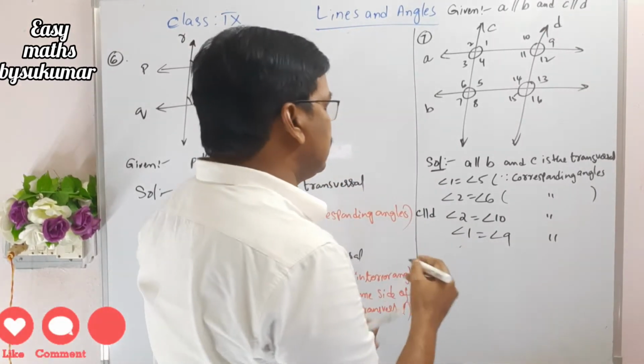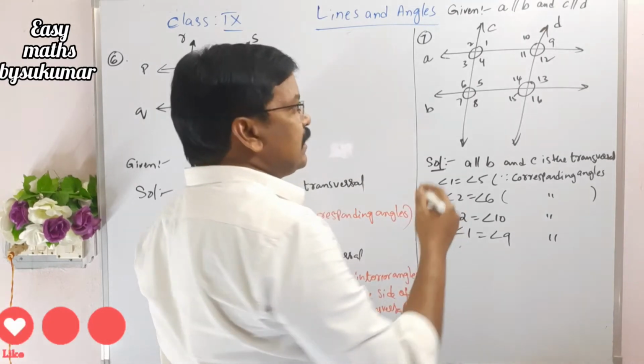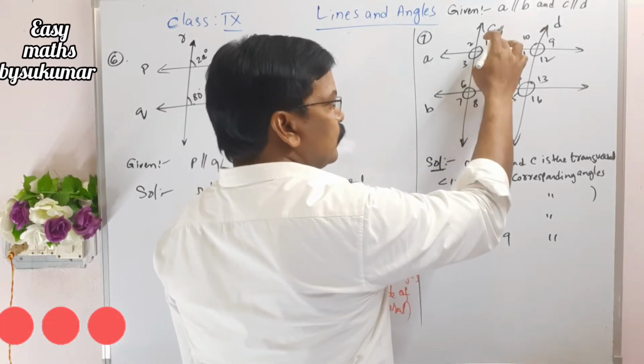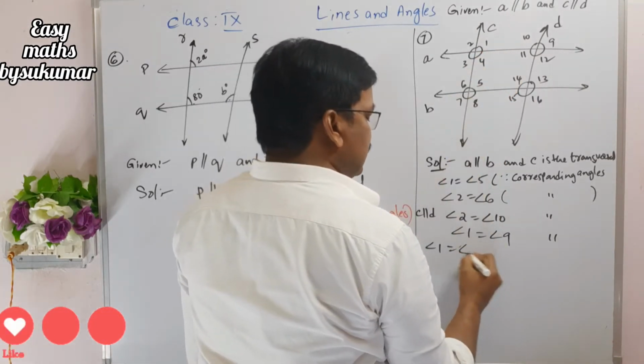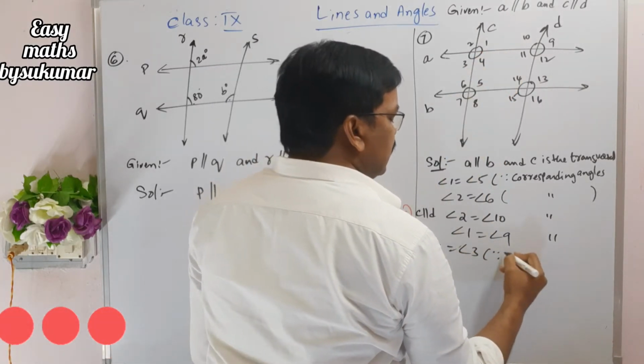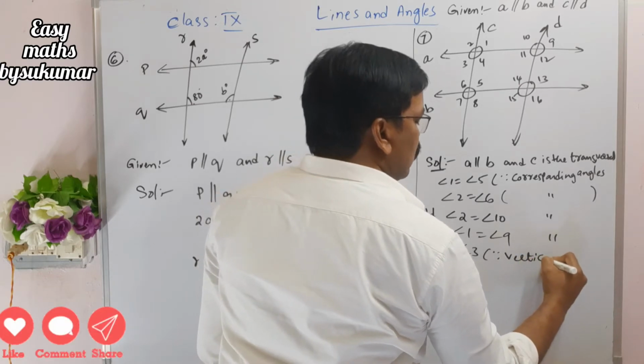Now coming to the alternate interior angles, angle 1 is equal to angle 3. These are vertically opposite angles. We will write vertically opposite angles now.